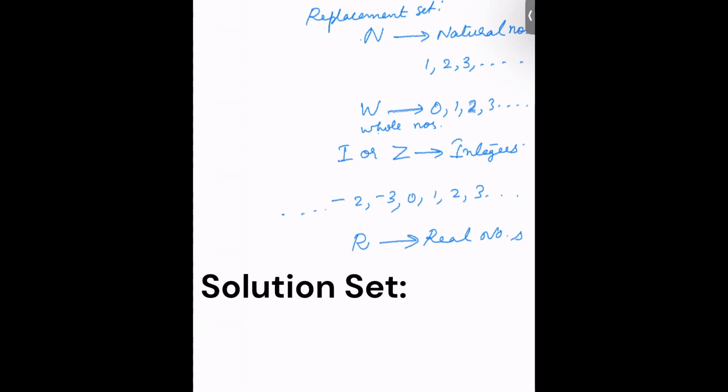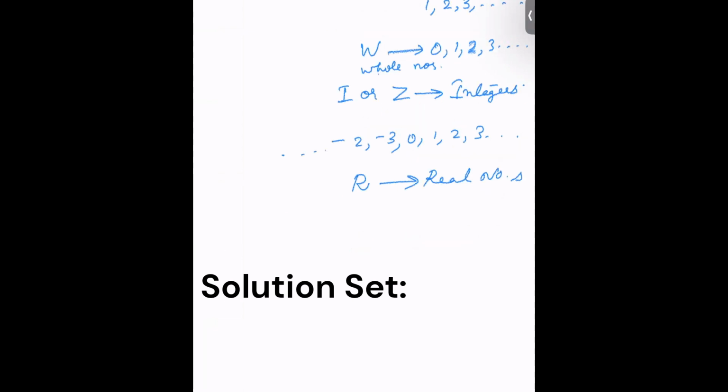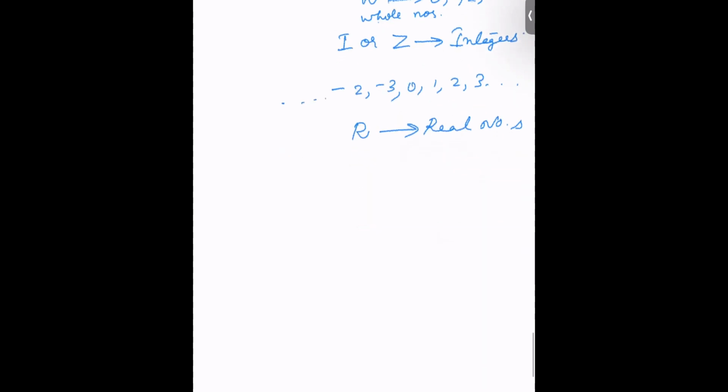The set whose elements satisfy the given inequation is called the solution set. I think when you do it, you will understand. Question: if the replacement set is the set of natural numbers, find the solution set of 3x plus 4 less than 16. What is the replacement set? Replacement set is N. You need to find out what the solution set is.